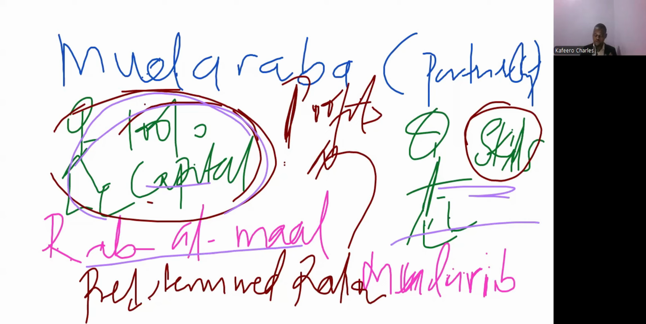So we now need to get the difference between mudaraba and musharaka, because musharaka is also a joint venture, but mudaraba is specifically for two people. One is bringing in capital, the other is bringing in labor. The other one can be two or more people, but each of them has to bring in some capital.